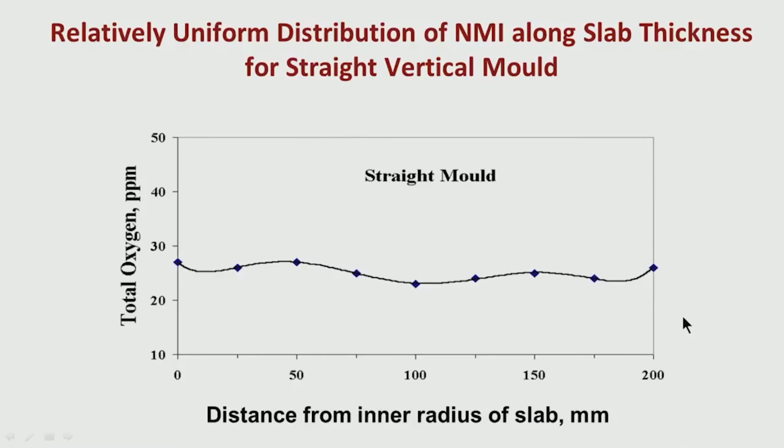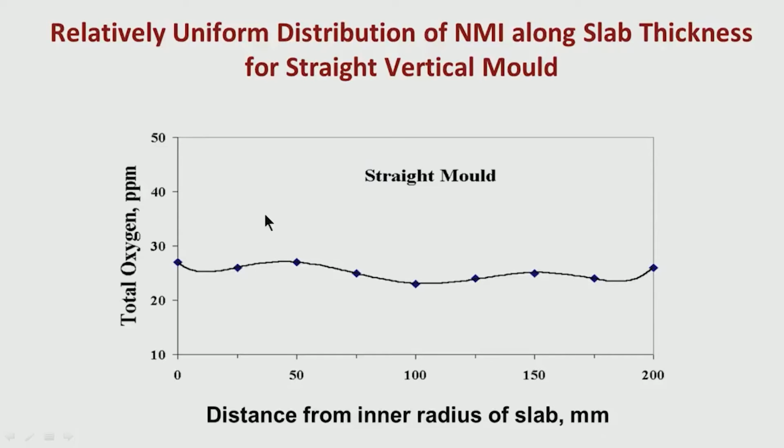So we have found this out by analyzing how the liquid steel, when it is getting solidified as a slab, what the distribution of inclusions is. So I am talking of a slab having 200 millimeter thickness. So we have measured total oxygen. Total oxygen is what? It is a measure of oxide cleanliness.